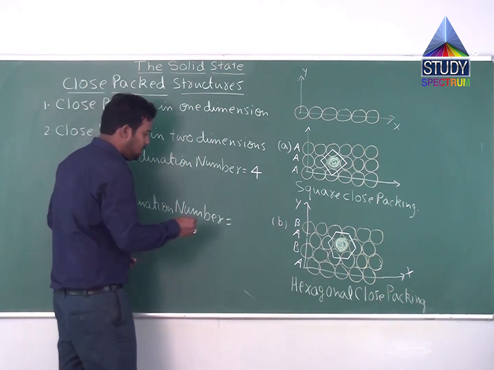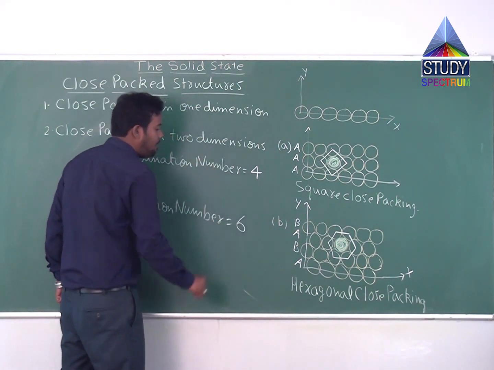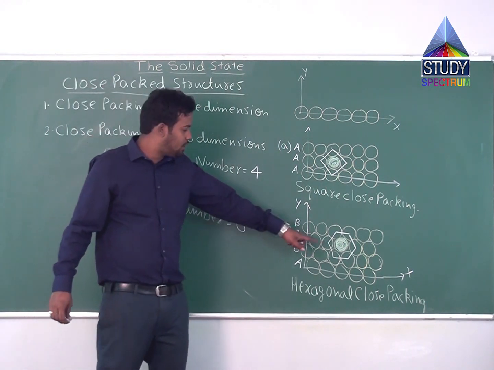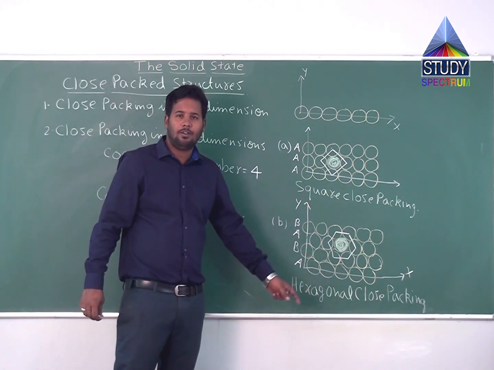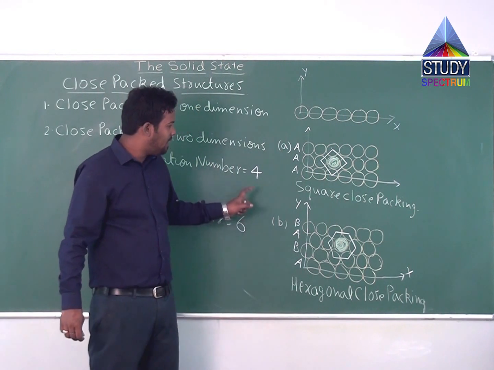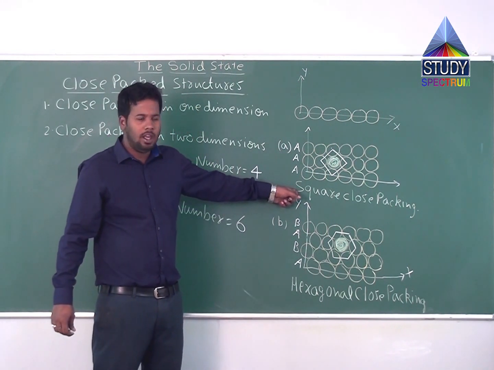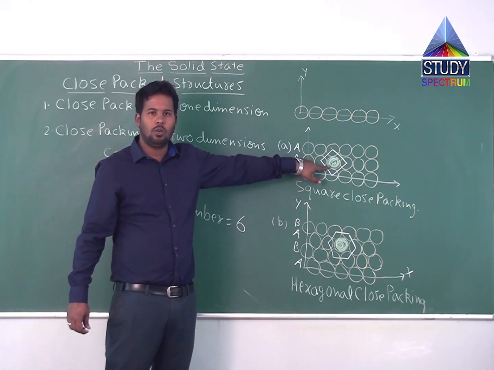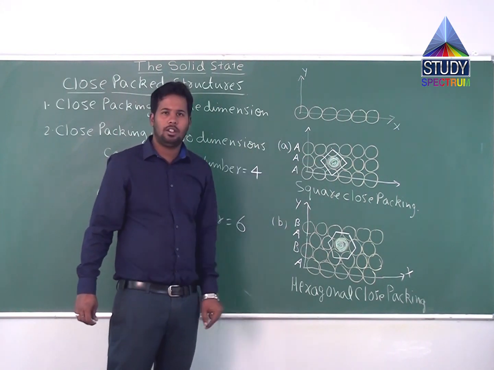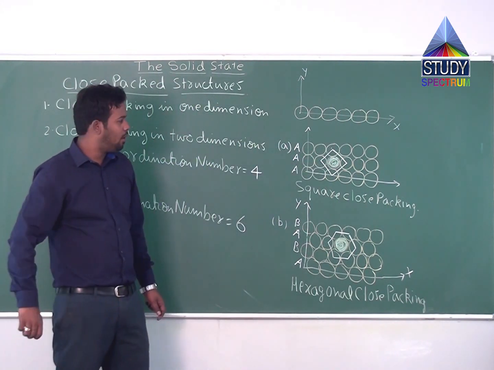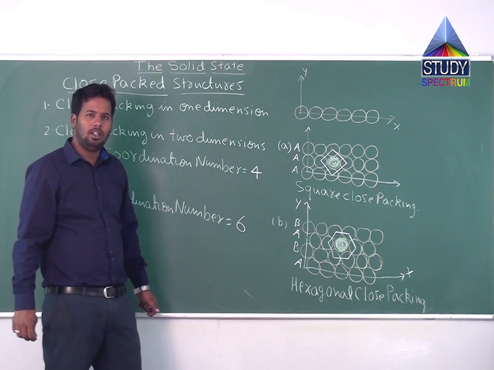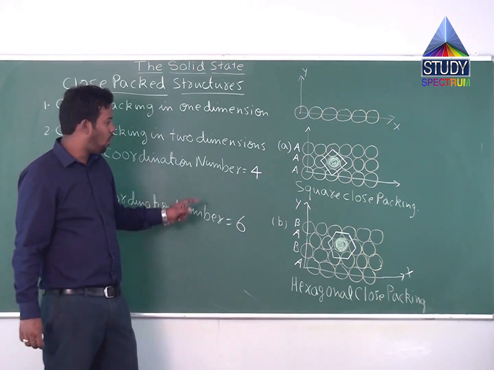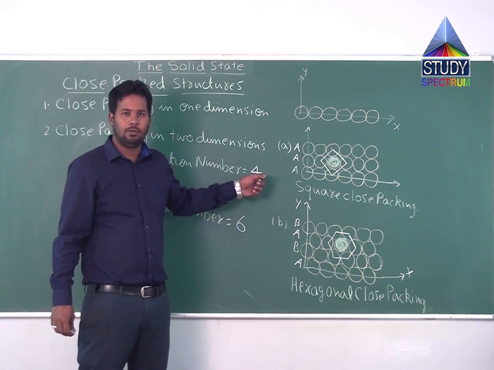Why? Because every single sphere is going to touch 6 different spheres at a time, and in square close packing every single sphere is going to touch only 4 different spheres at a time. Since the number of spheres a particular sphere touches is the coordination number, the coordination number in square close packing becomes 4 and the coordination number in hexagonal close packing becomes 6.